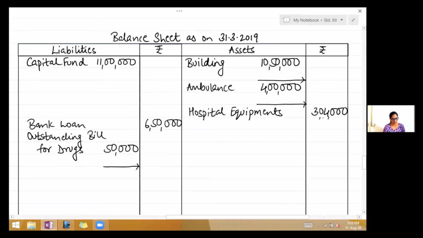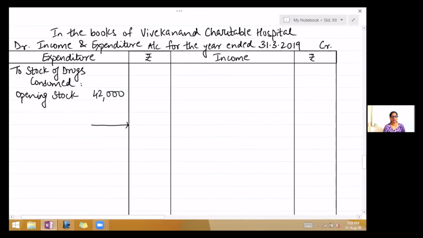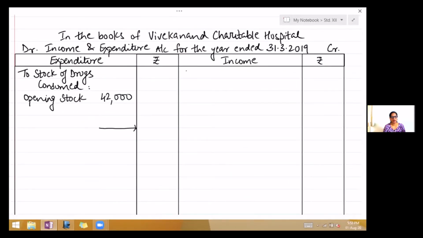First we have subscription. So where will we write subscription? On the income side. So write by subscription. Now this does not have an adjustment, so straight away in the outer column, 2,22,000.